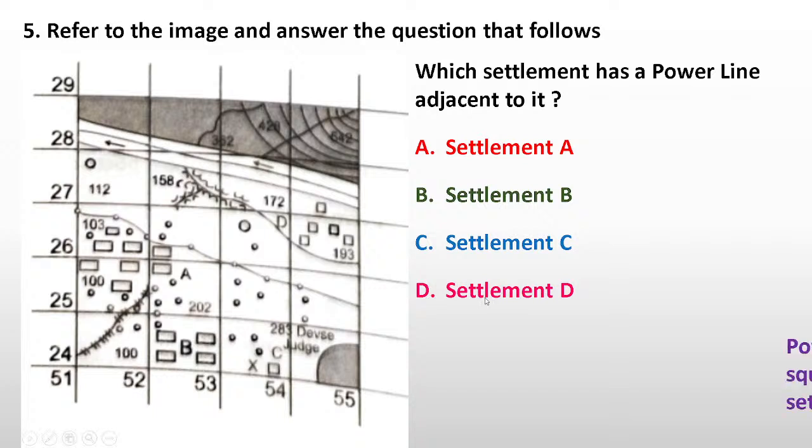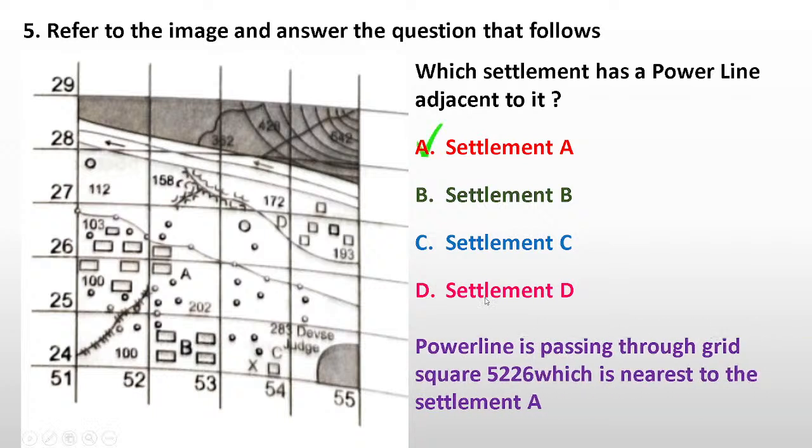And the correct answer for this question is A. Settlement A. So the power line is passing through grid square 5226, which is nearest to settlement A.